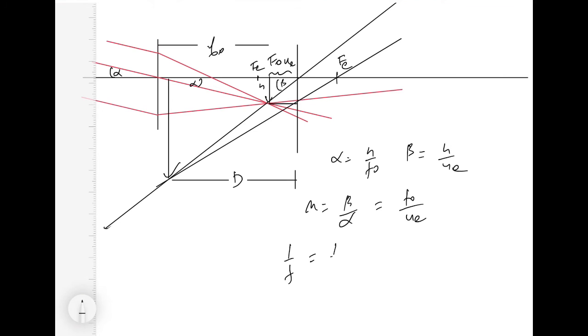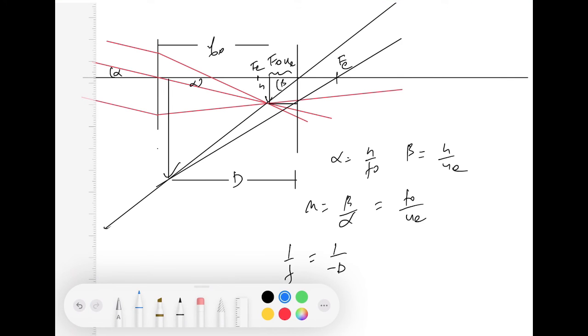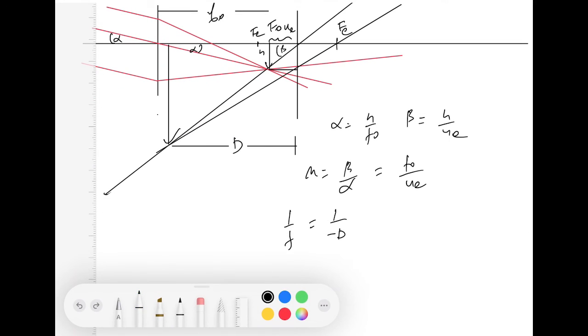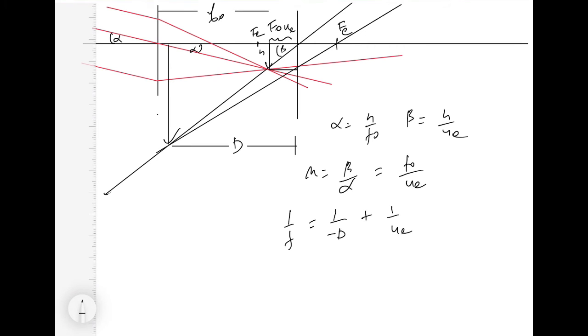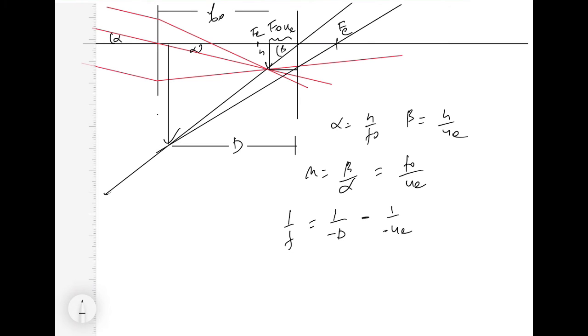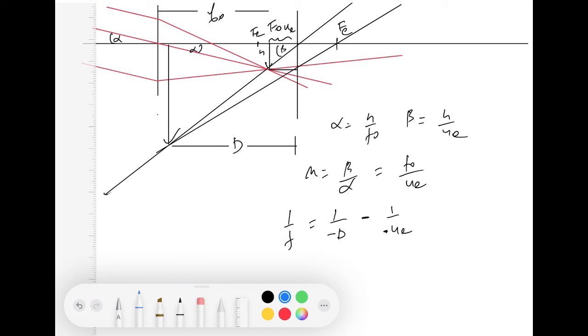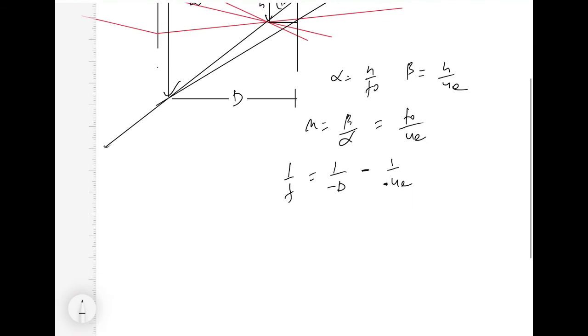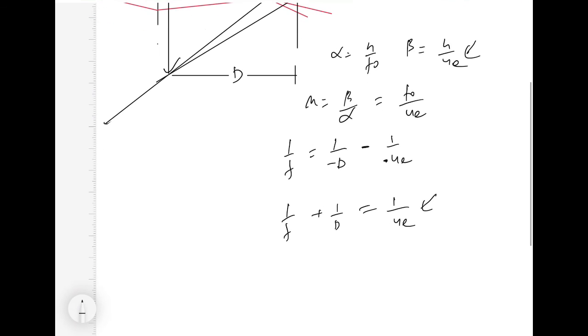Applying the lens equation to the eyepiece, I have 1 upon F is 1 upon V, where V is D with a negative sign, because this is our image distance. So this is minus 1 by D, minus 1 by minus UE. Why? Because the object distance here is to be measured again to the left, so it comes out negative. Now this becomes 1 upon F plus 1 by D is 1 by UE, and this is the 1 by UE that we want here.